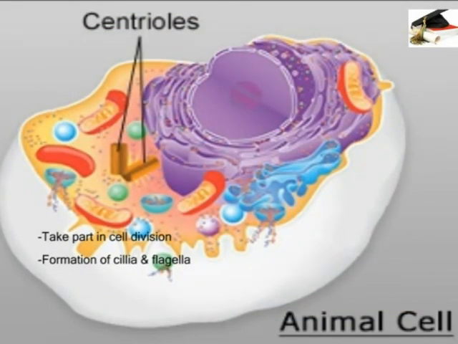Centrioles. Centrioles are rod-shaped structures located just outside the nuclear membrane. They take part in cell division and in the formation of cilia and flagella in cells where these structures occur. Plant cells have no centrioles.